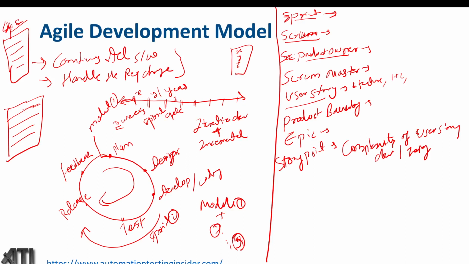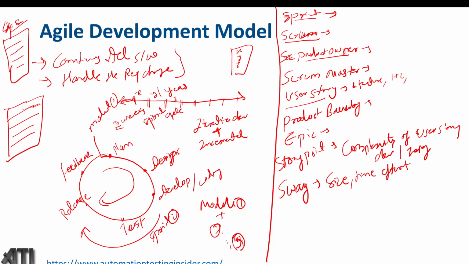The next thing is swag. Another term is called swag. So basically in swag, it is a way to compare the size, time and effort to develop any particular user story. Size, time and effort.